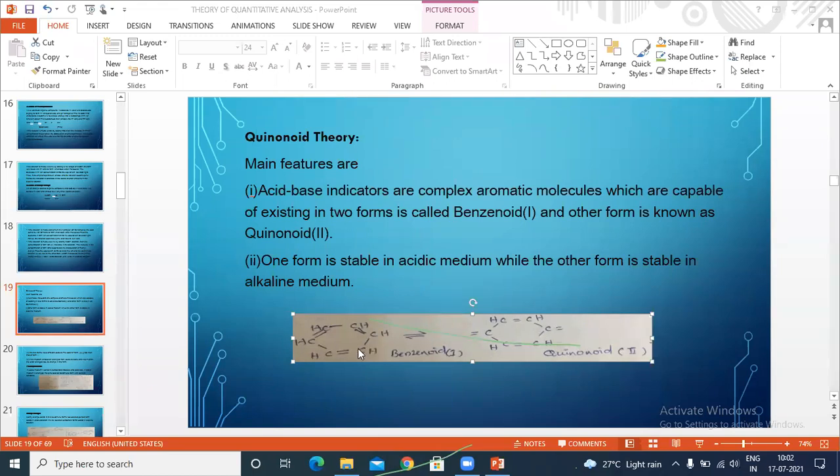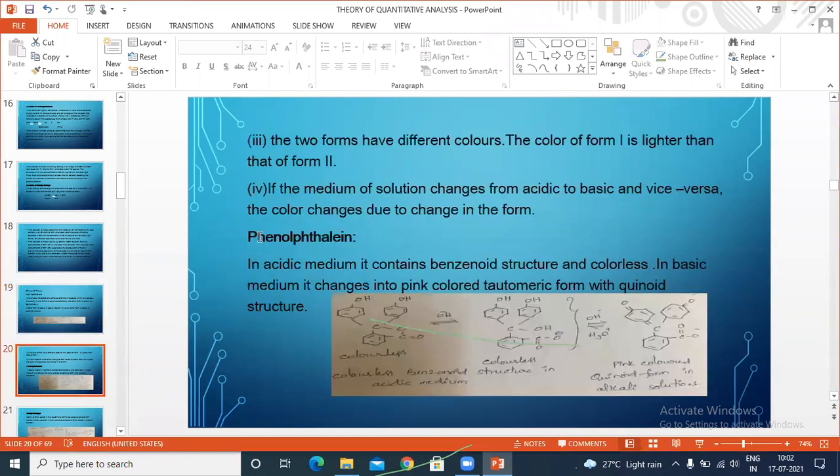So one form is more stable in acidic medium, and in basic medium the other form is more stable. For example, if benzenoid is stable in acidic medium, then quinonoid is automatically stable in alkaline medium. That is the main thing we have to know: in quinonoid theory, the two forms have different colors.